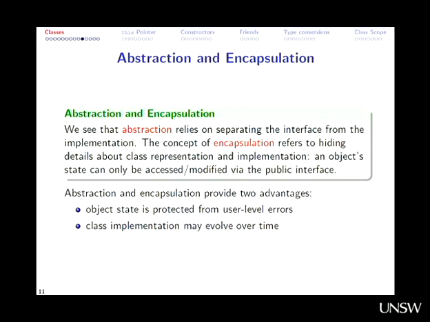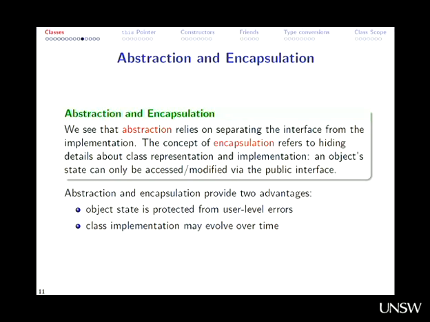Okay, so we talked about encapsulation and abstraction before. Abstraction is formally separating the interface from the implementation. And encapsulation talks about hiding the details of how the internal class works. And the benefit of this is for object state. So we're coming back to this idea of state. Object state is protected from user level errors. That means that user code, so sales data user up here, can't modify the internal state. So it protects you from someone else modifying your internal state and stuffing you up.